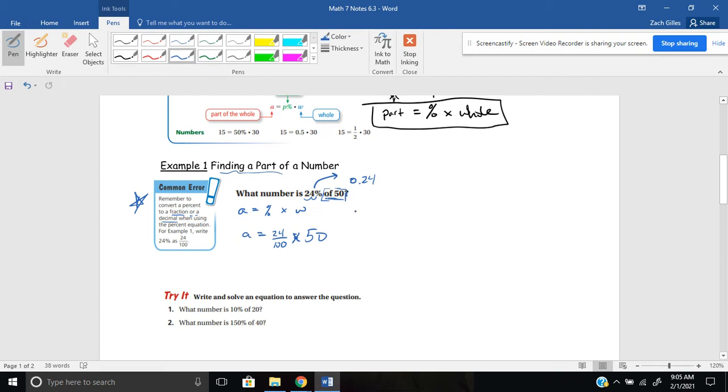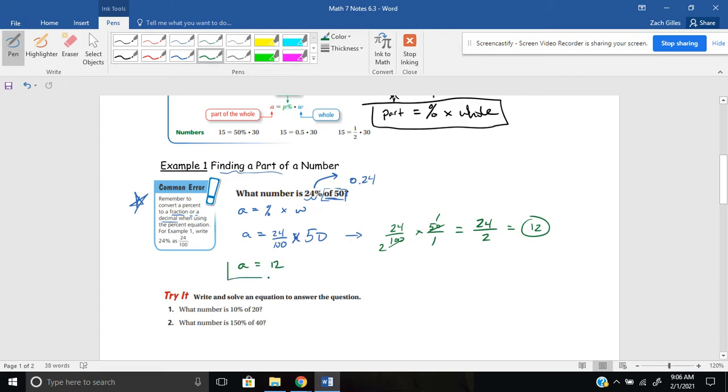There are a couple different ways to do this. I could say 24 over 100 times 50 over 1. I'm just going to simplify. 50 divided by 50 is 1, and 100 divided by 50 is 2. Then when I multiply across, I have 24 over 2, and 24 divided by 2 is 12. So my A is equal to 12.